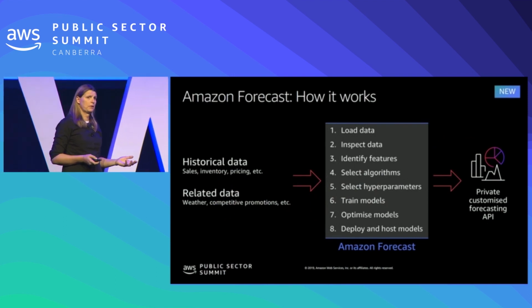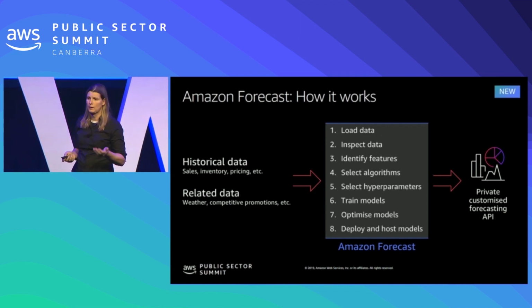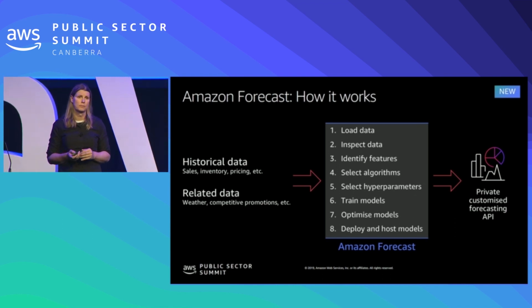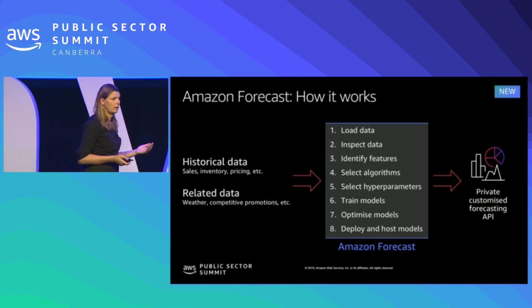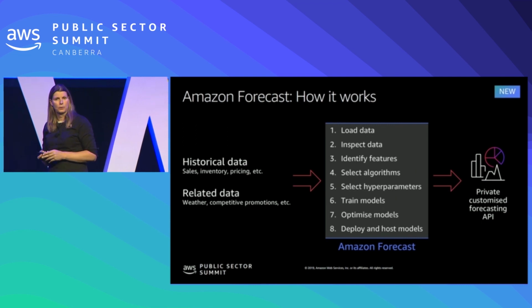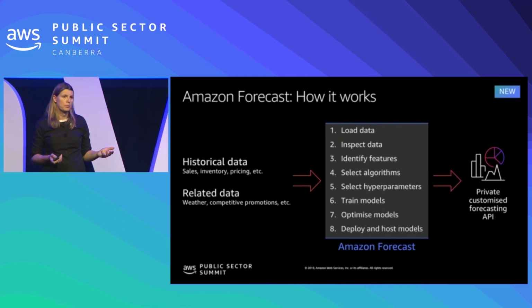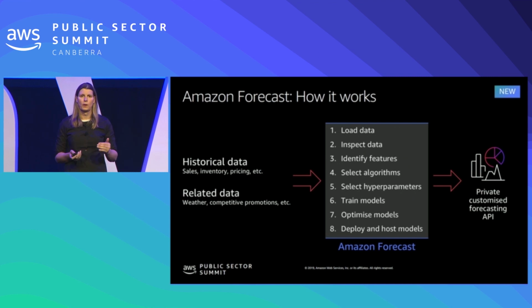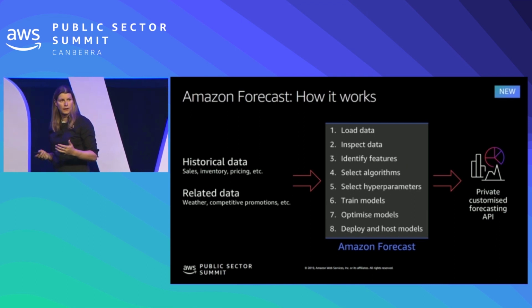So really similar to Personalize, we just ask you to provide your data. So your historical data, so let's say it was power meters, provide the time series data for all those power meters over their historical usage. Or if it was staffing levels, provide the history of what staffing levels you needed. Then provide some related data. So if you find that the weather impacts your forecast, then provide the historical weather and the forecast for the weather moving forwards through the period you want to forecast on, and any other related time series data.